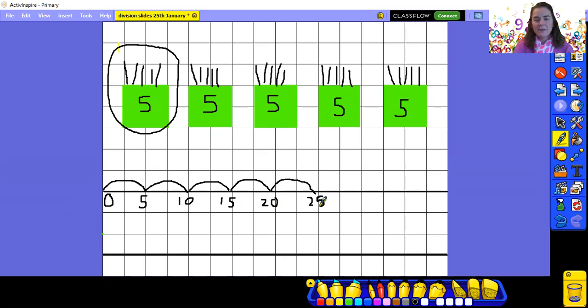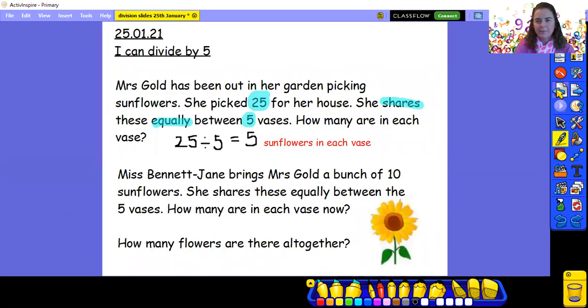And then we count how many lots of 5 went into 25. So 1 lot, 2 lots, 3 lots, 4 lots, 5 lots. So 25 divided by 5 equals 5. 5 lots of 5 go into 25. Okay, let's have a look at the second part of the problem. I'm just going to go back.